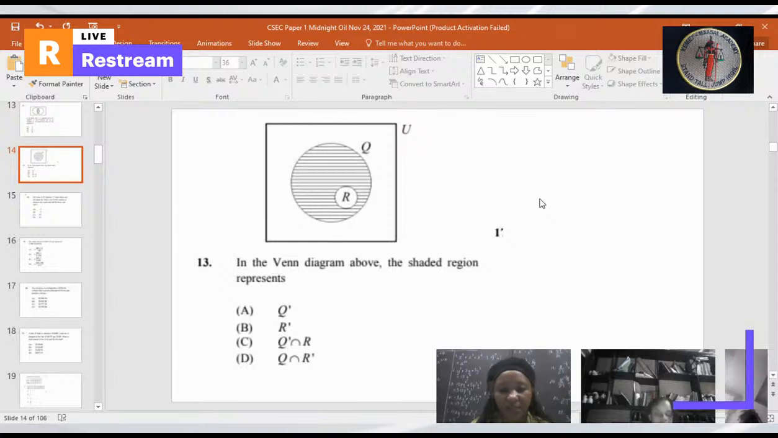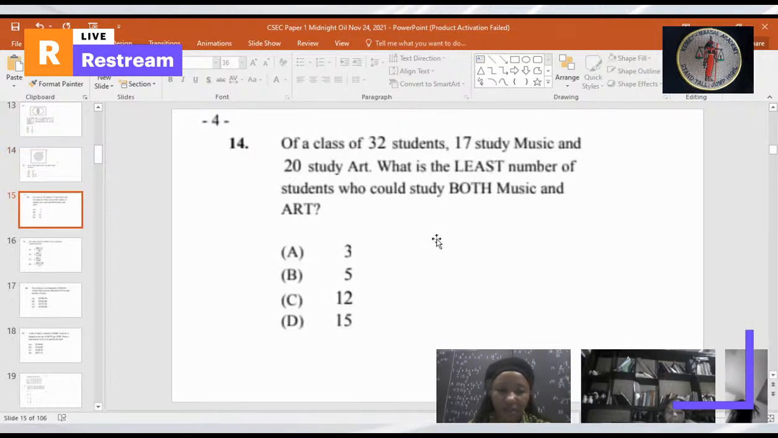So in this scenario, R is a subset of Q. R is contained within Q. The shaded region is Q only, so not where it intersects with R. So that would be Q intersect R complement. That's correct.